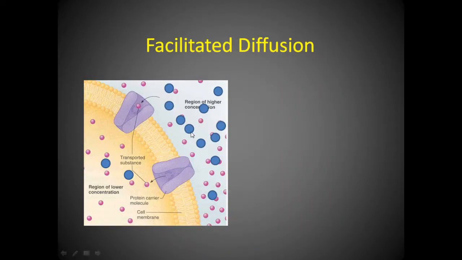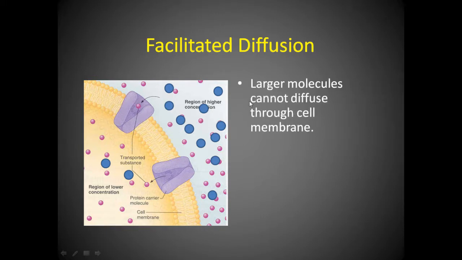All right, how else do we move things that are too big to go through the membrane or are charged? Larger molecules cannot diffuse through the cell membrane. The other thing that can't diffuse is ions, because they're charged. They'll get repelled by the cell membrane, and I mentioned this in the last video. So with facilitated diffusion, the principles of diffusion are the same. We're going to go from high to low, but we need something to help us, to facilitate. That's where the word facilitated comes from.